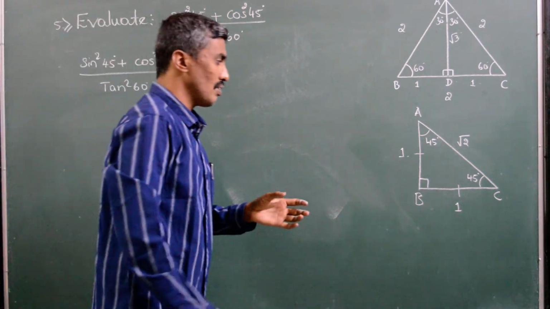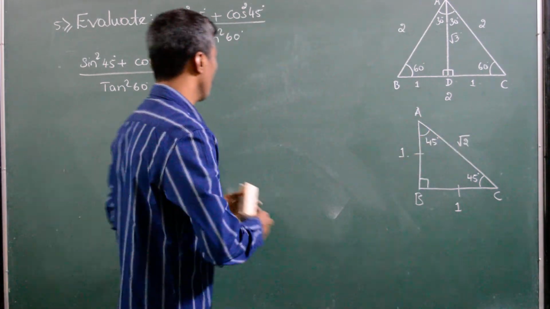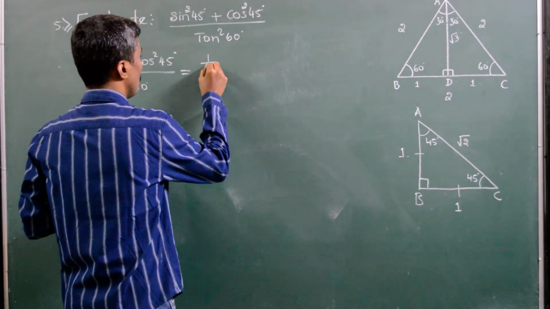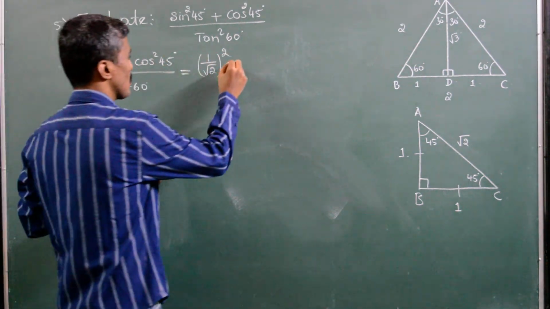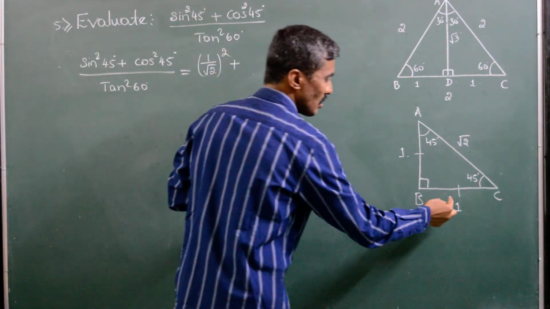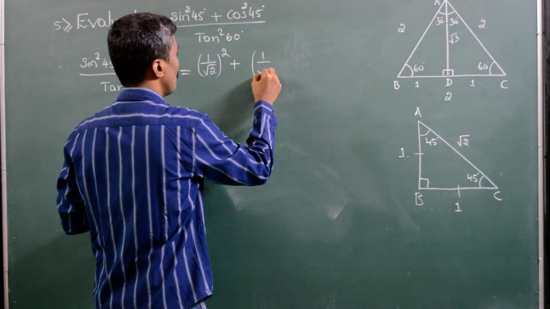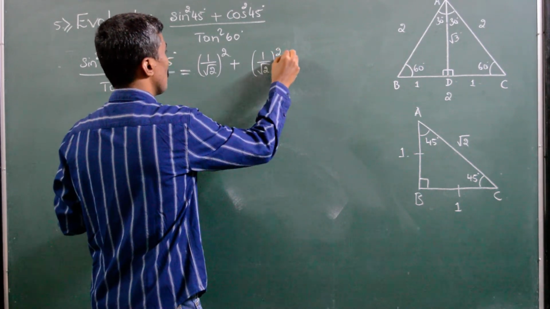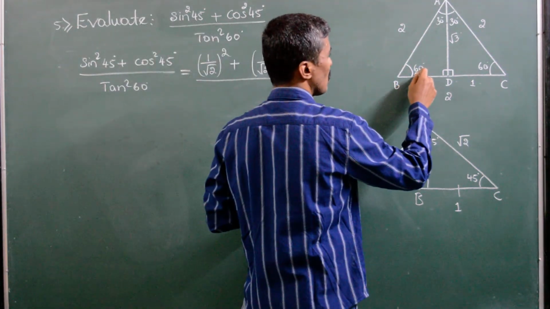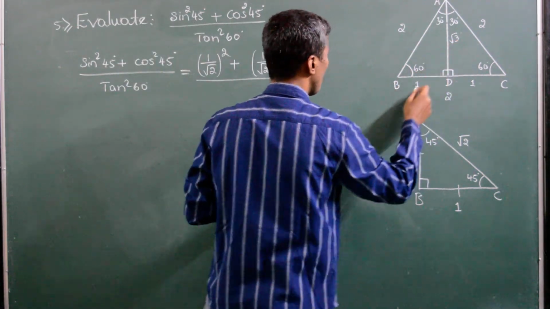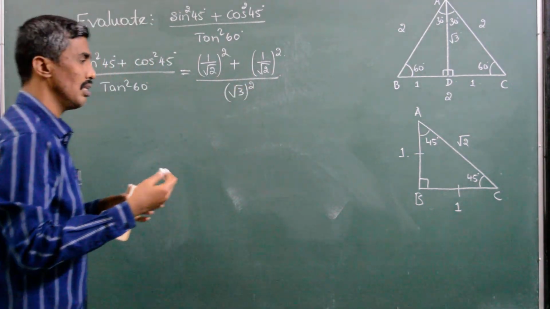What is sin 45 degree? Opposite side by hypotenuse, 1 by root 2. So 1 by root 2 whole square. Here square is there. Plus what is cos 45? Adjacent side by hypotenuse, 1 by root 2 once again. So 1 by root 2 square, whole divided by tan 60. Tan 60 degree is opposite side by adjacent, root 3 by 1. So root 3 whole square.